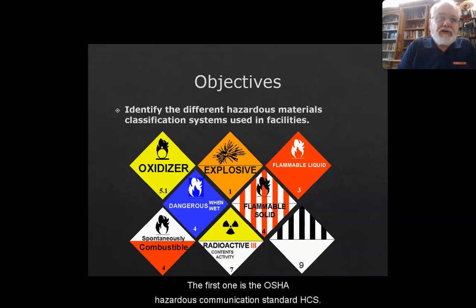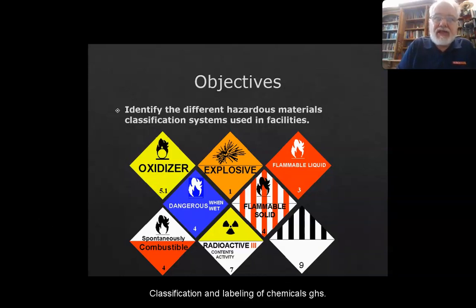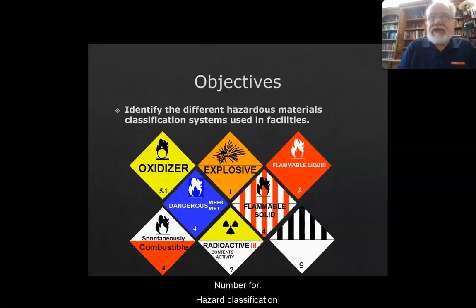The first one is the OSHA Hazard Communication Standard, HCS. Number 2, the Globally Harmonized System of Classification and Labeling of Chemicals, GHS. Number 3, NFPA 704 Diamond. Number 4, DOT Hazard Classifications. Number 5, EPA Hazardous Waste Characteristics. Number 6, OSHA HAZWOPER Categories.